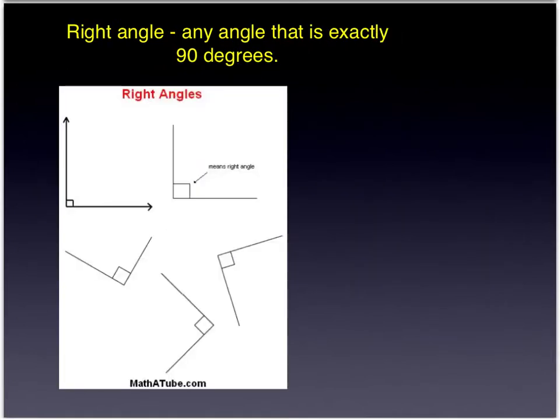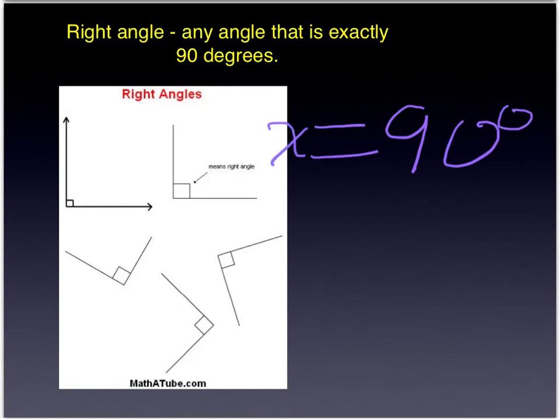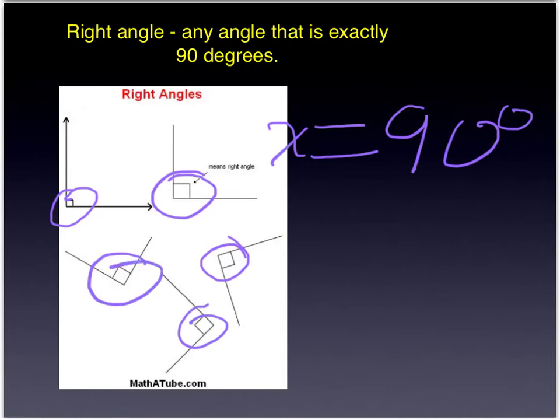Once we get up to 90 degrees, we have a right angle. So any angle that is exactly 90 degrees. So a right angle equals 90 degrees. Okay, put my little X in there. And we notate it with that little square. We make the square in the corner. That means it is exactly 90 degrees.